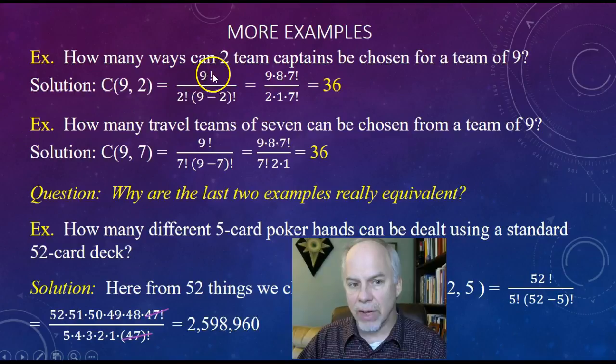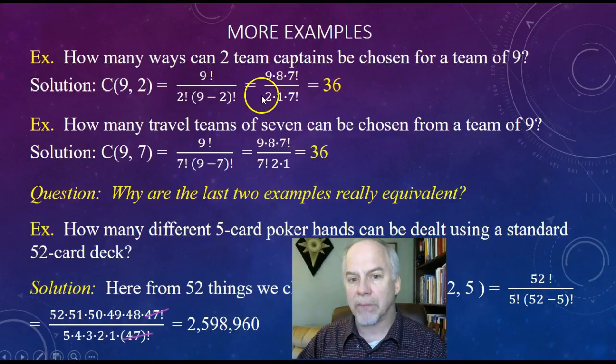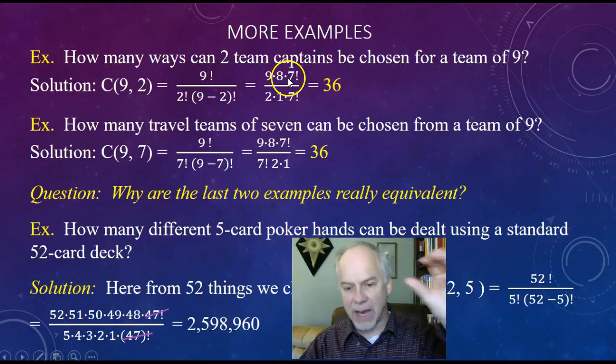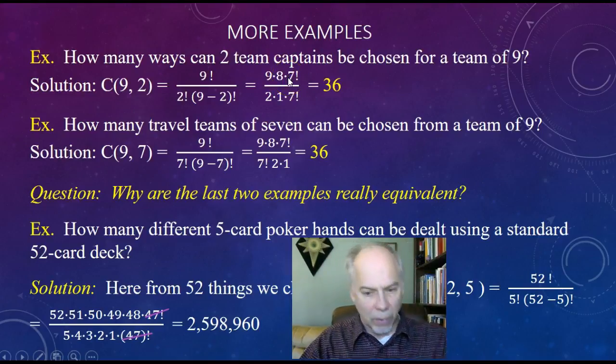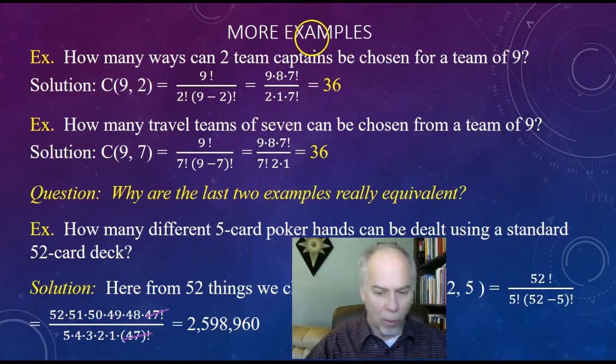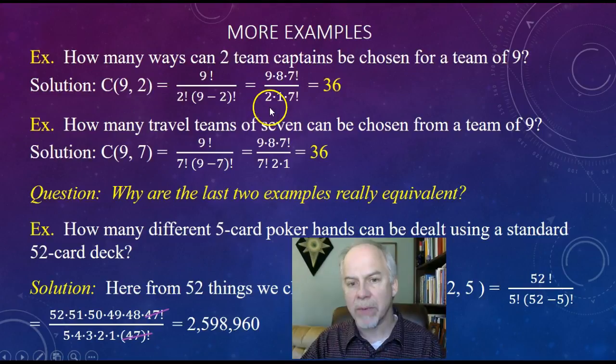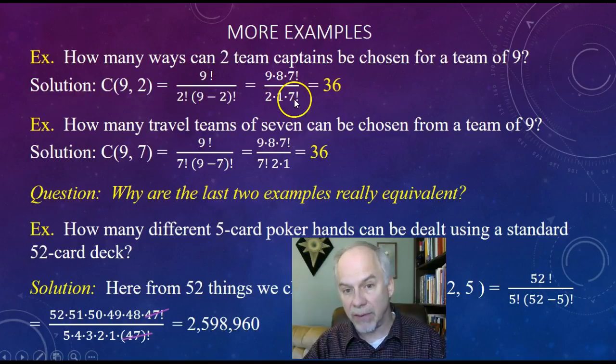And so we go 9 factorial over 2 factorial times (9 minus 2) factorial. Now, 9 factorial means 9 times 8 times 7, all the way down to 1. But 7 factorial means 7 down to 1. So we could just write this as 9 times 8 times 7 factorial. On the bottom, we have 2 factorial, which is 2 times 1. And then 9 minus 2 is 7, so we have 7 factorial.